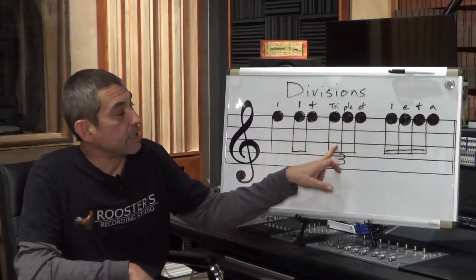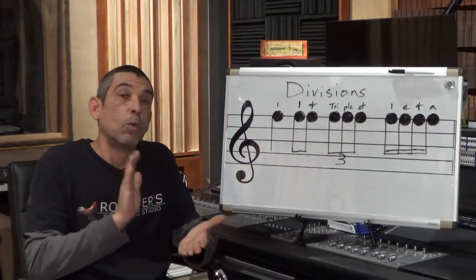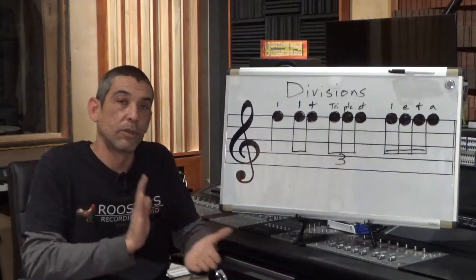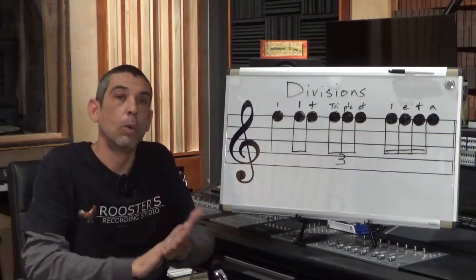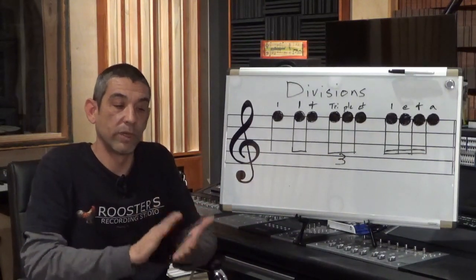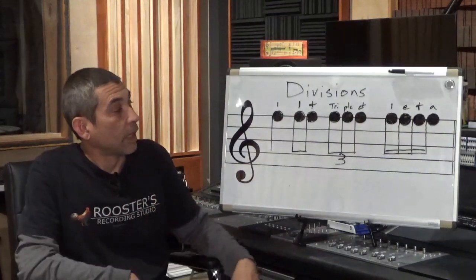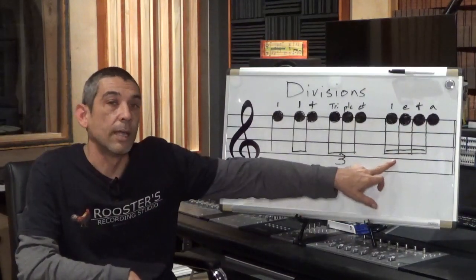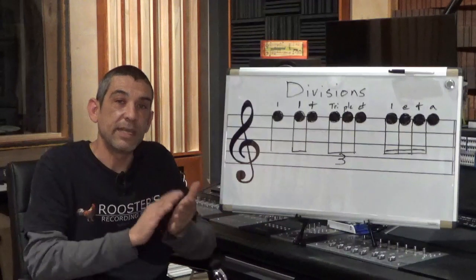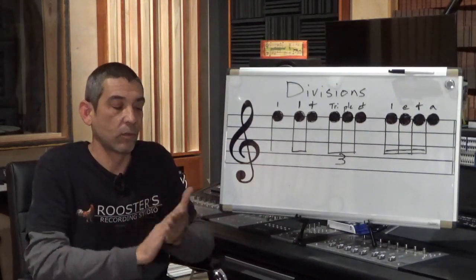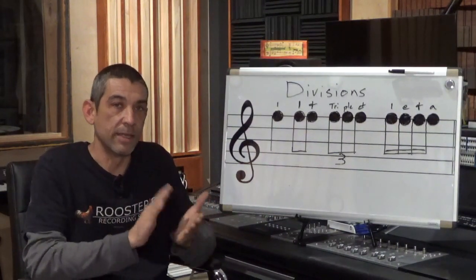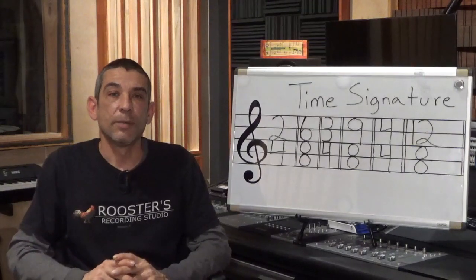The triplet is counted as 1, 2, 3, 4. 1, 2, 3, 4. And the 16th notes in 4/4 time are counted as 1 e and, 2 e and, 3 e and, 4 e and. So now we'll look at time signatures.